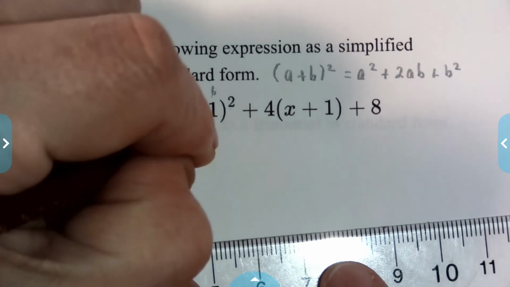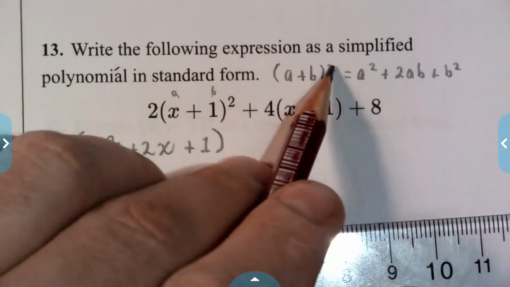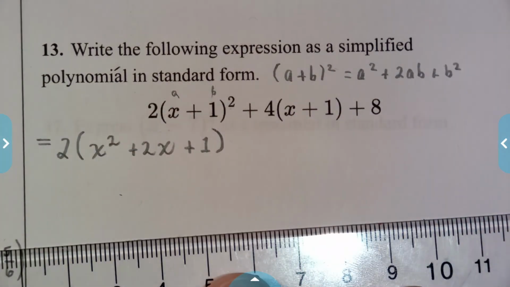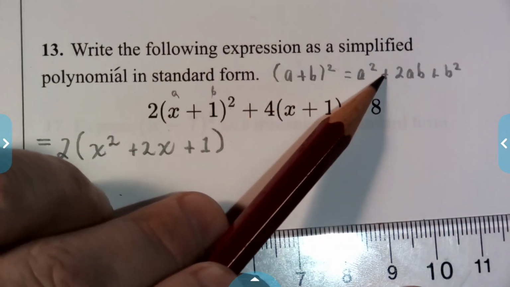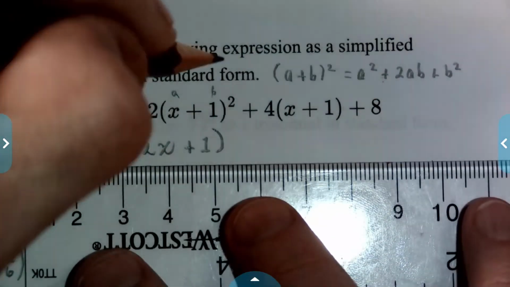And that is correct. And you just saved yourself a lot of work, didn't you? If you know this, you save yourself a lot of work. And remember, the a minus b squared is the same, except that's a minus sign. Okay? All right, moving on.